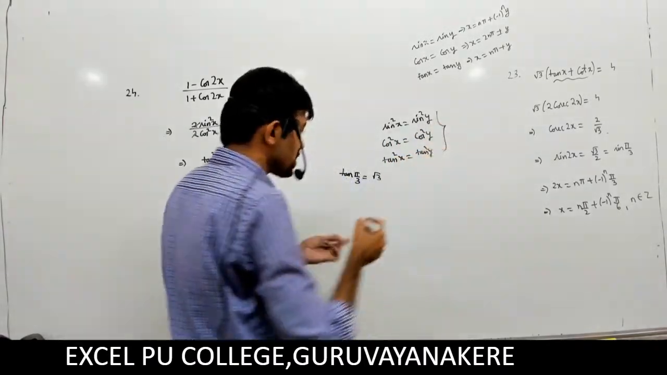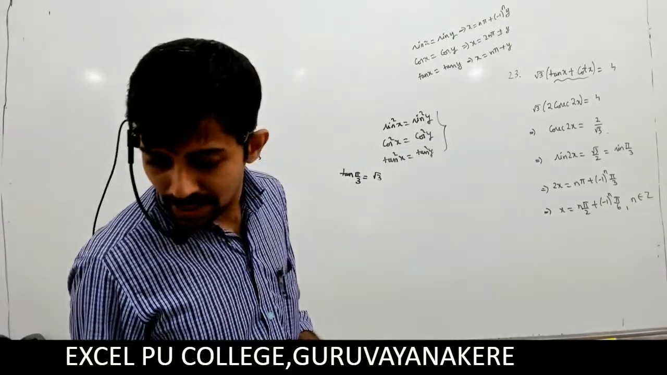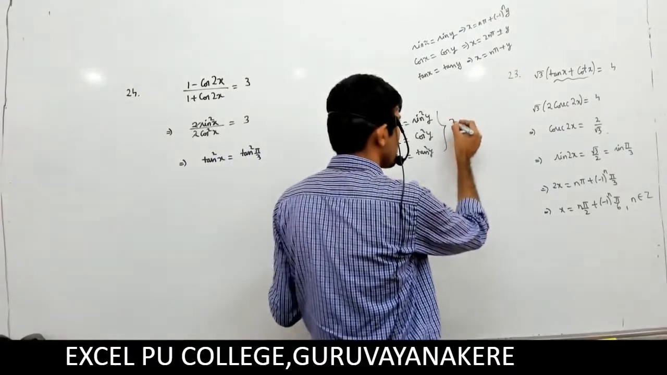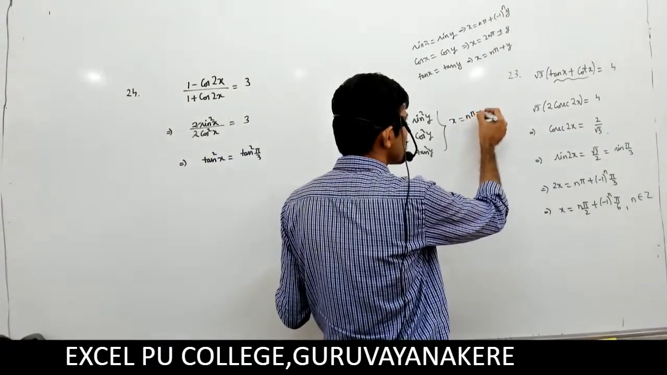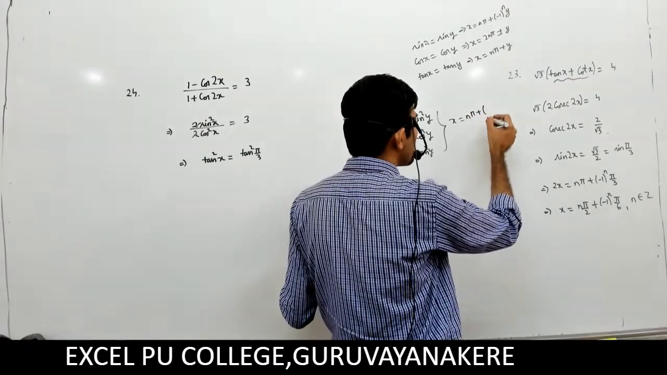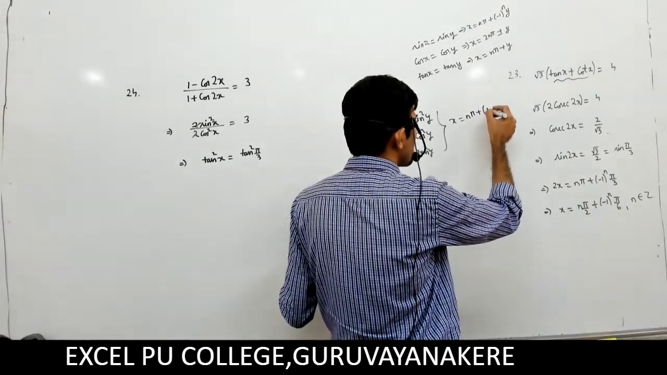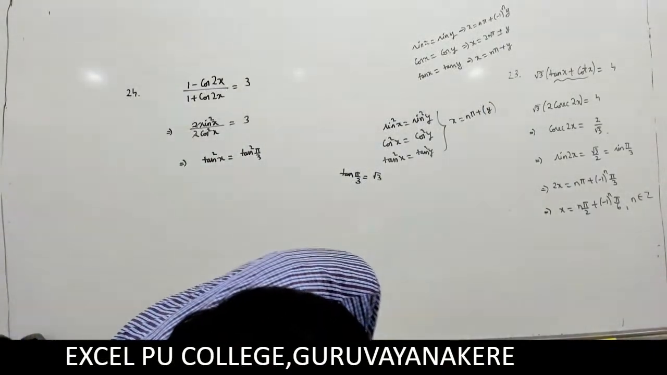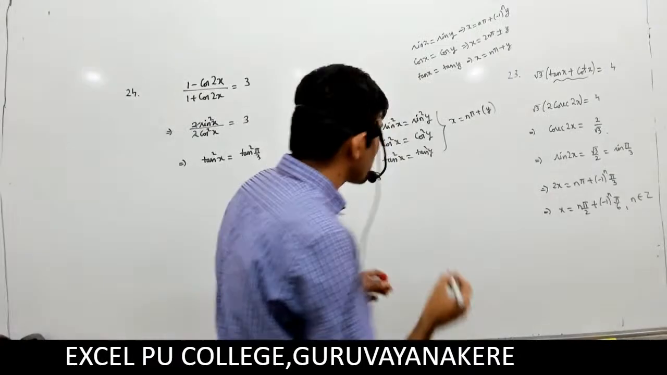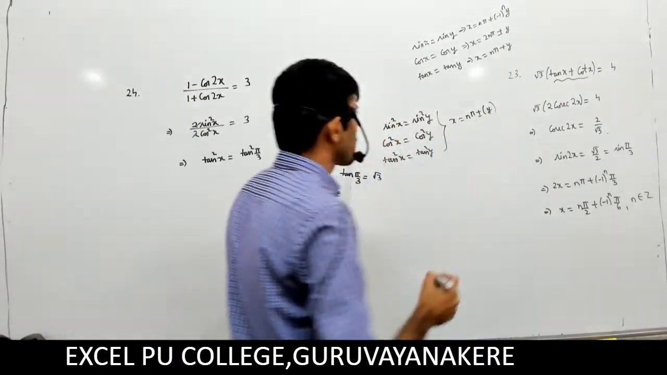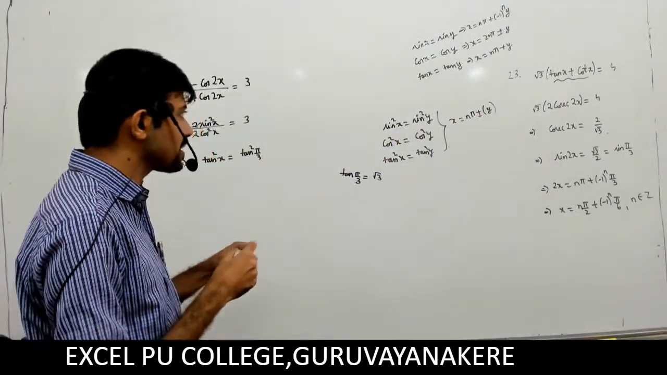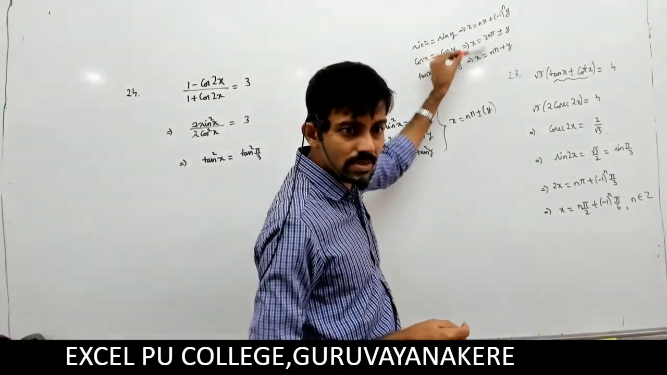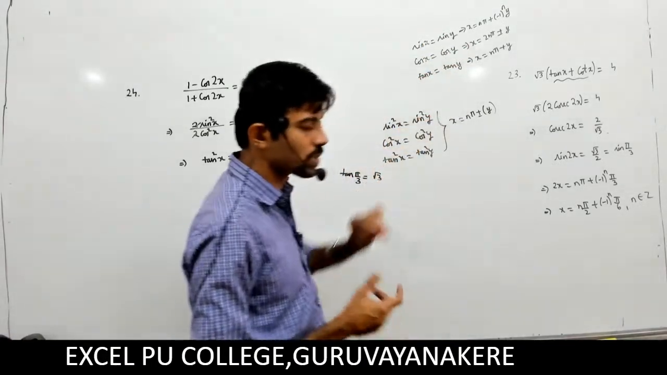We have the same general solution, that is x equal to n pi plus or minus y. Okay? For all these three equations, we have x equal to n pi plus or minus y. Same general solution for all these three equations.